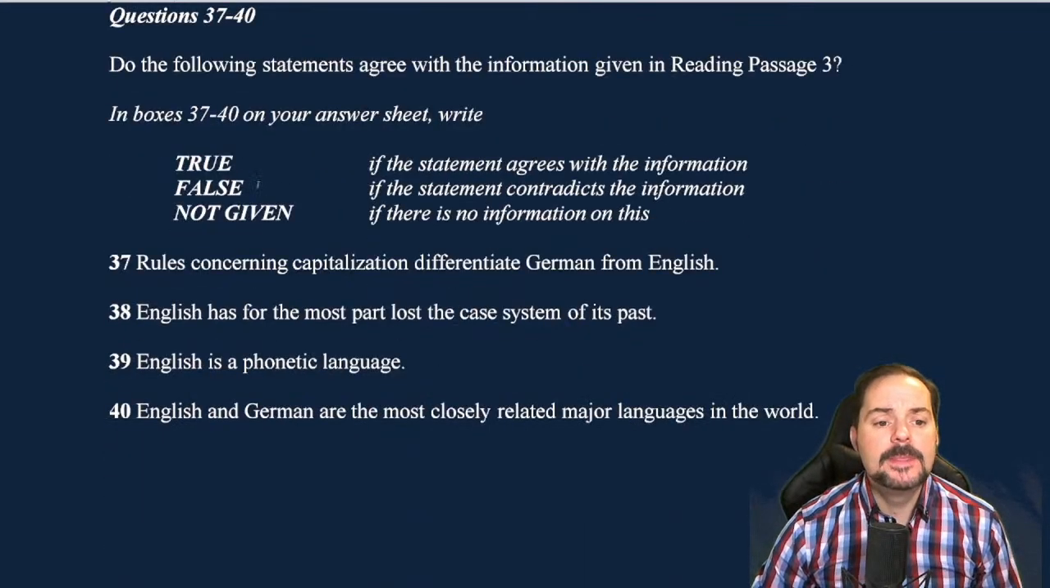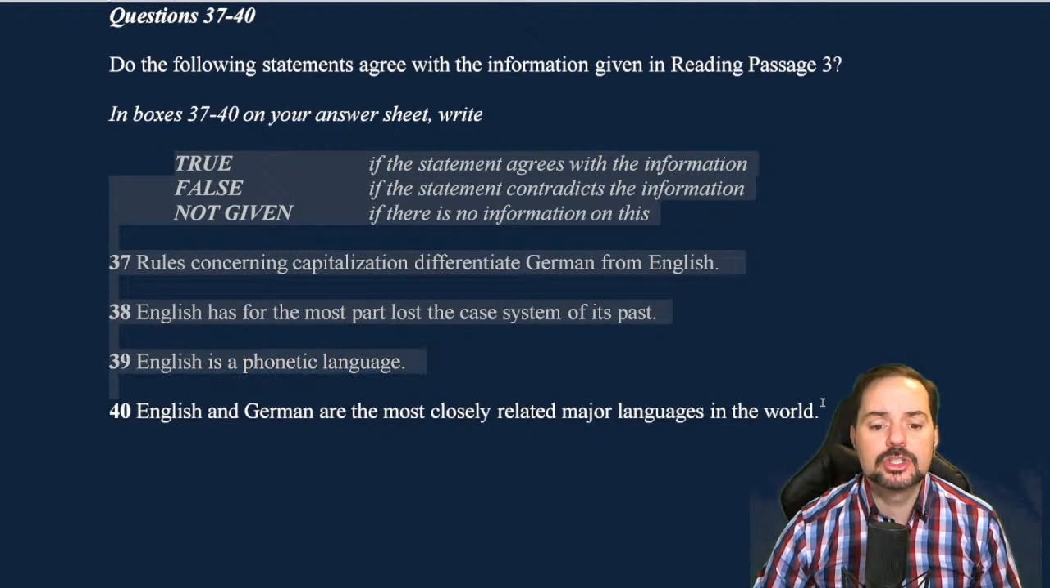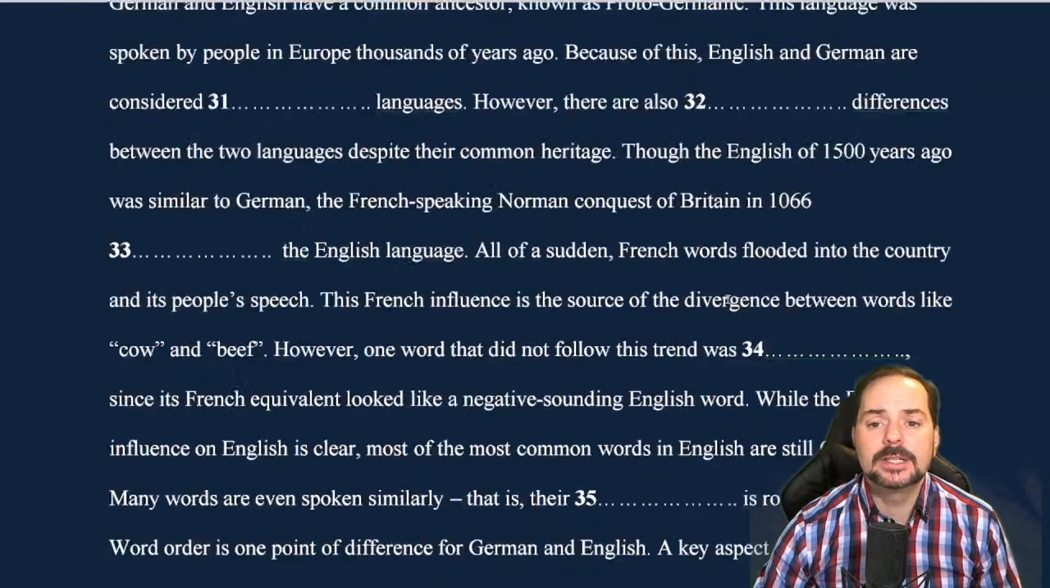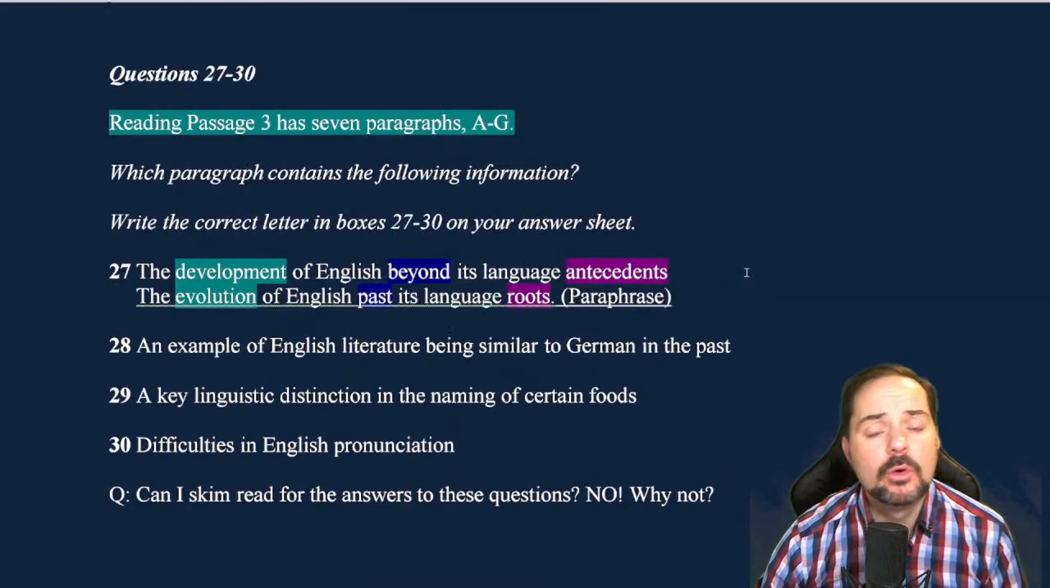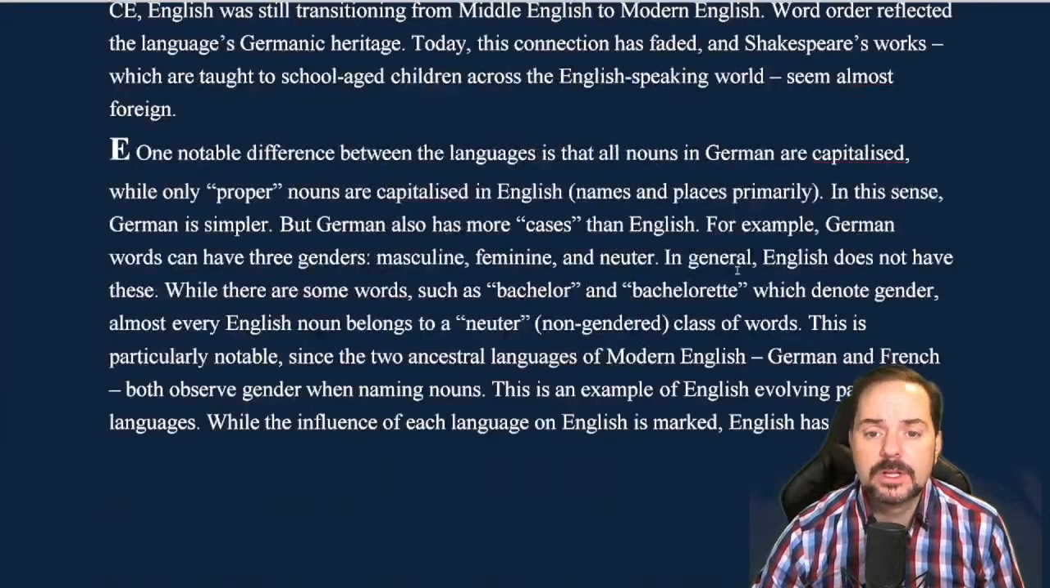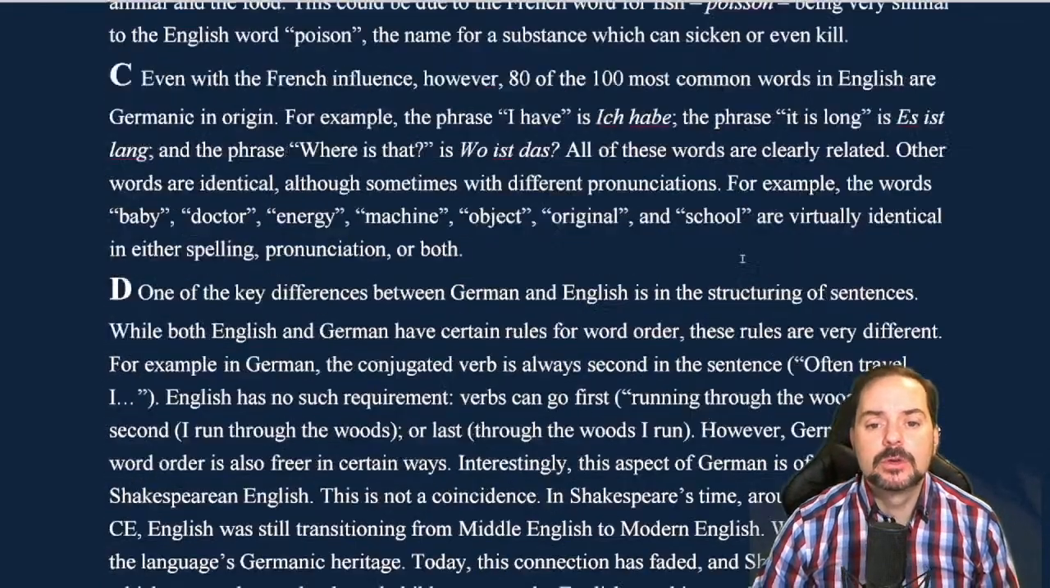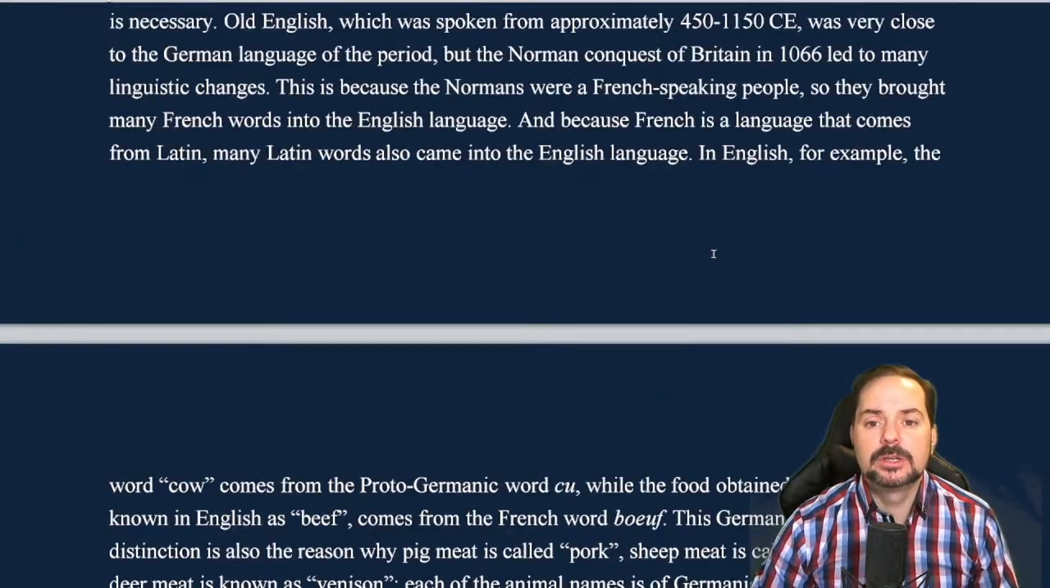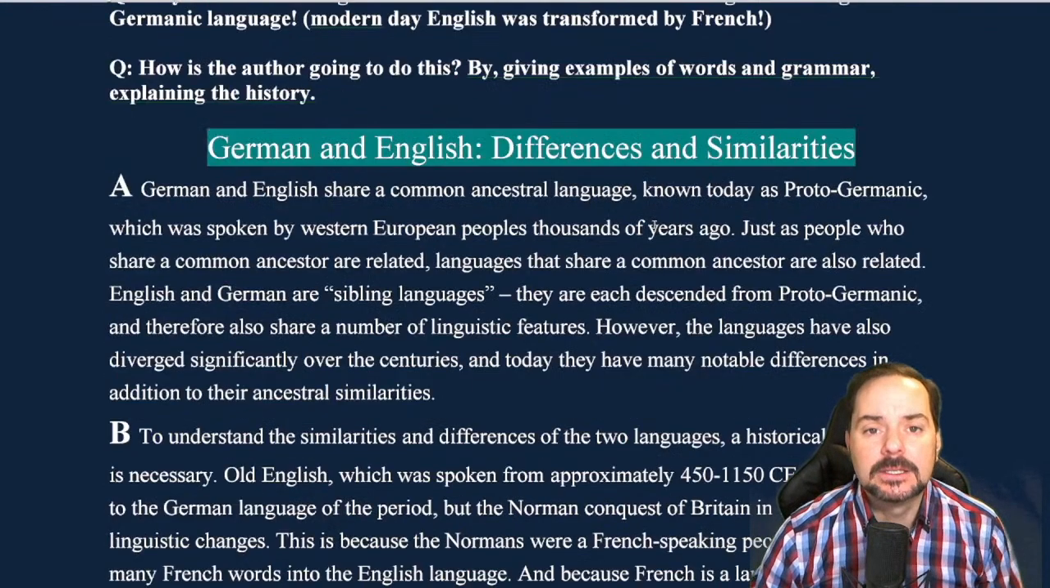All right. Then we have some true, false, not given. Don't read it before the passage. There's no point. You don't know if it's true, you don't know if it's false or if it's given. So there's no point in reading those. You can solve those best at the end.